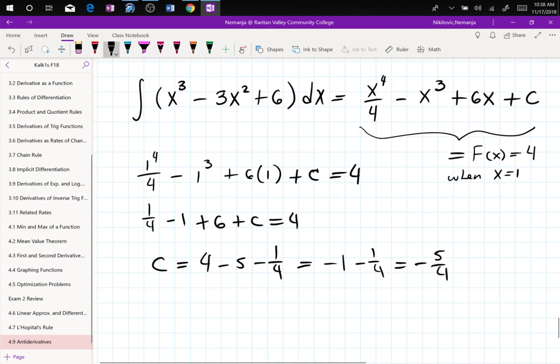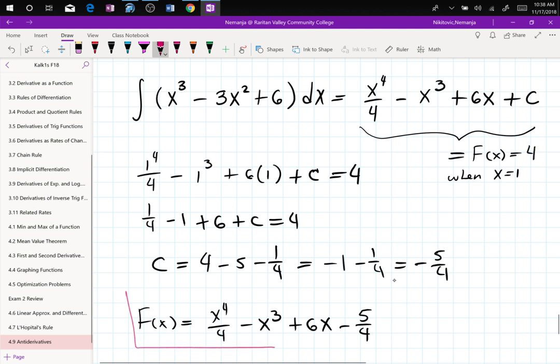So the answer is that the antiderivative is equal to x to the 4 over 4 minus x cubed plus 6x minus 5/4. And this is the particular line that we are interested in, because we had initial condition to compute the exact c that we need, and we were able to retrieve the information that derivative destroyed, right, when derivative was taken.